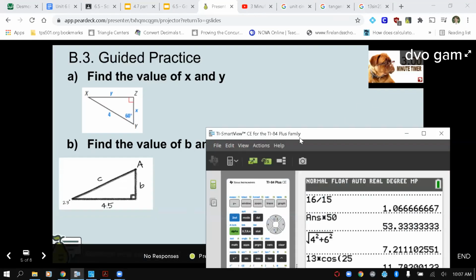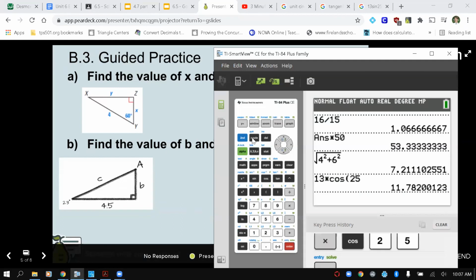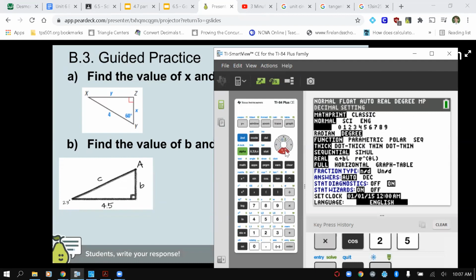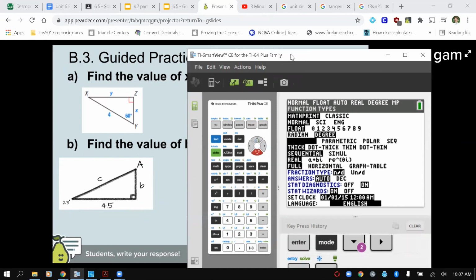All right, you have to hit mode and then go down, down, right, and hit enter to make sure your degree is highlighted. So mode, down, down, right, degree.